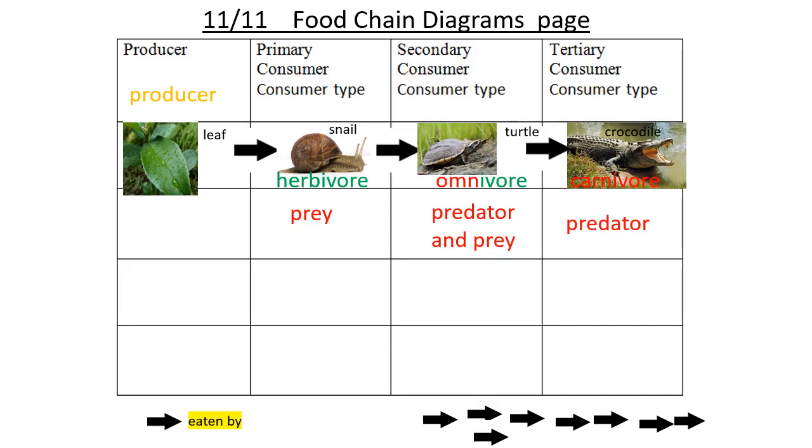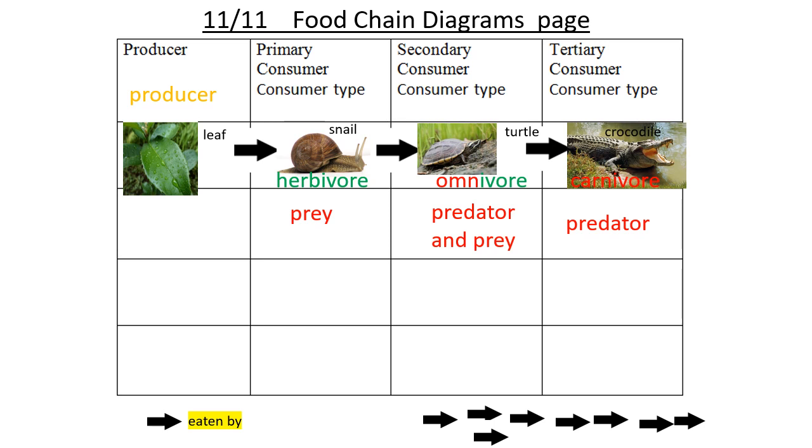So here's an example of a food chain diagram that we just discussed. And notice we also have the word prey and predator. So the predator in this food chain is the crocodile because it hunts for turtle. And the turtle is also a predator because it hunts for snails, but a turtle is also prey because a crocodile hunts it. So the turtle is the prey of the crocodile.